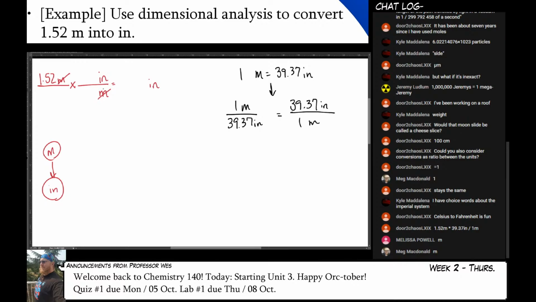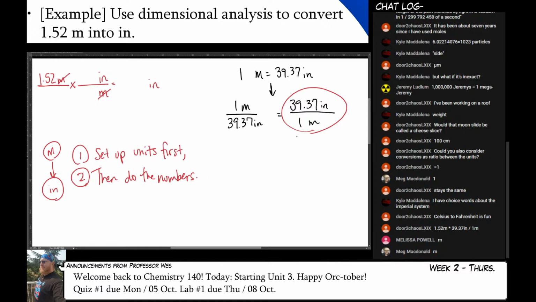Once we have set up the units, and we get the units out that we want, then you do the numbers. Okay? So do the units first. In fact, we'll write that down. Set up the units first. Then do the numbers. What are the numbers we have? Well, we got to find the conversion that has inches on top and meters on bottom. That's this one right here. So I'm going to put the numbers in as shown. 39.37 inches, and then 1 meter. And there you go.